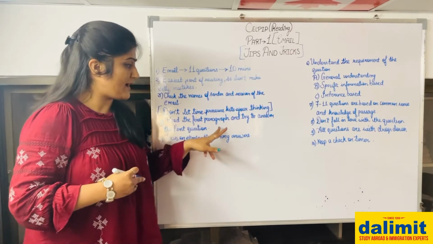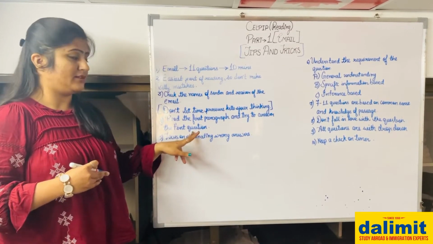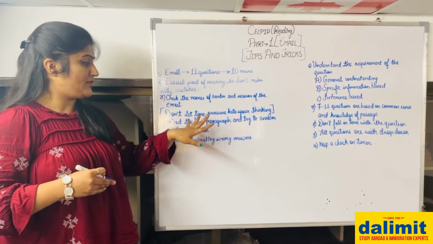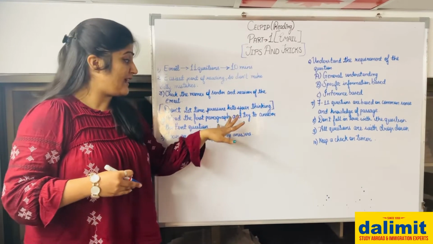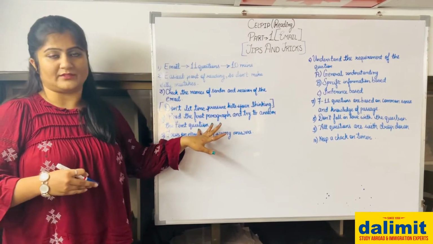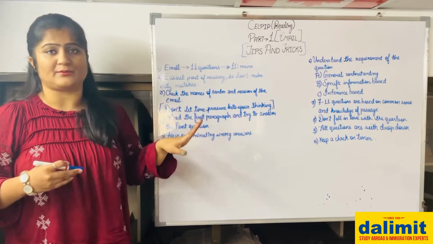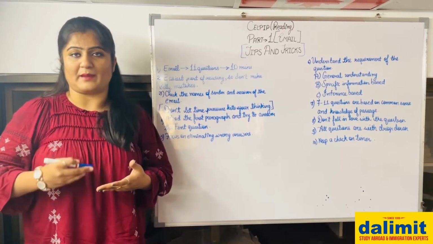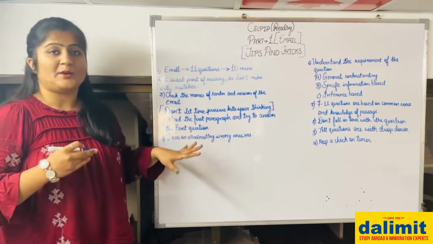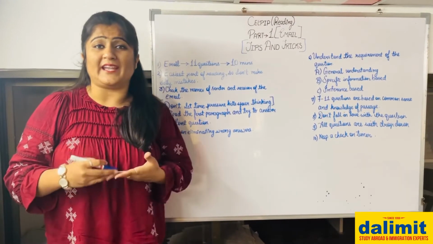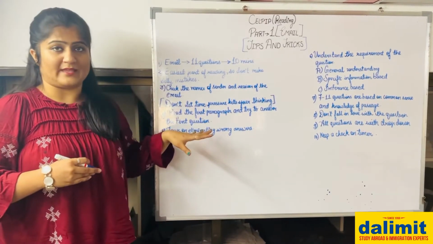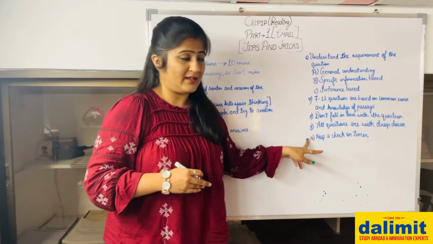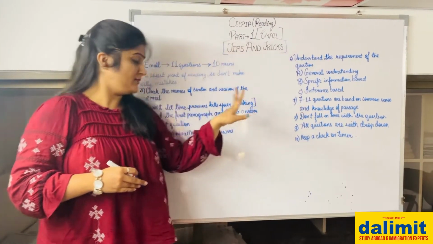Then read the first paragraph and try to answer the first question. In email questions, what you have to do is read the first paragraph first, and then you will get the answer to the first question. Mostly in email based questions, you will get all the answers in sequence, paragraph by paragraph. Out of 100, 80% of questions you will get sequence wise. Otherwise, 20% are different questions, which I will discuss later in the 6th point.